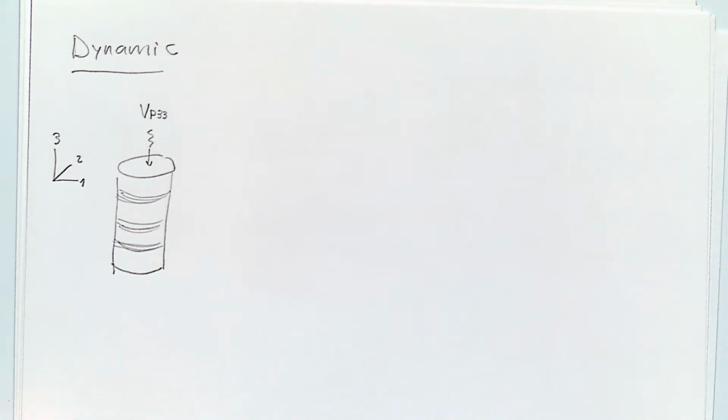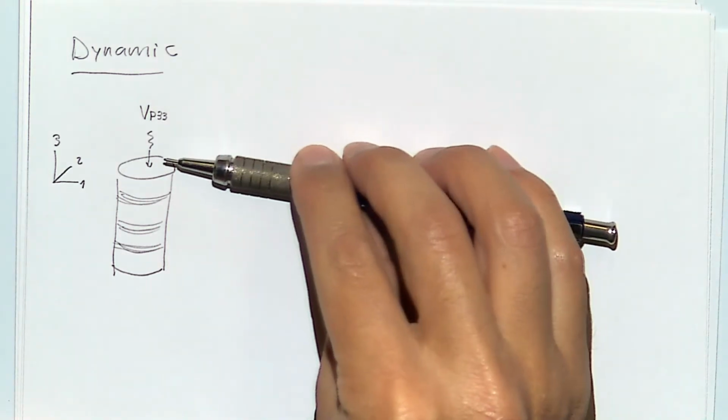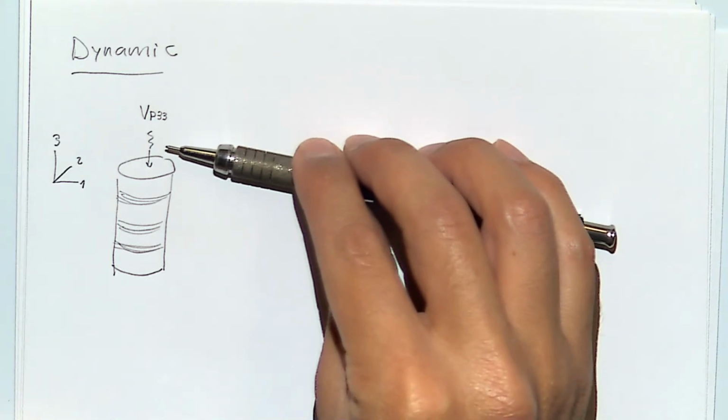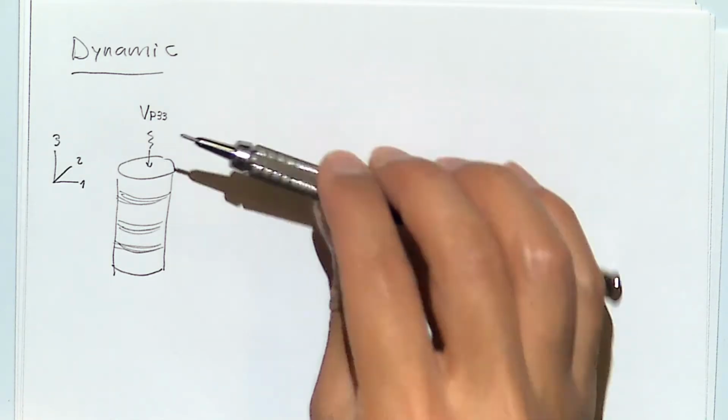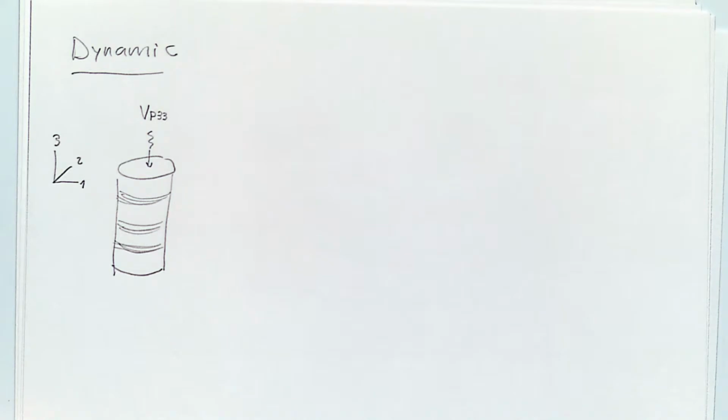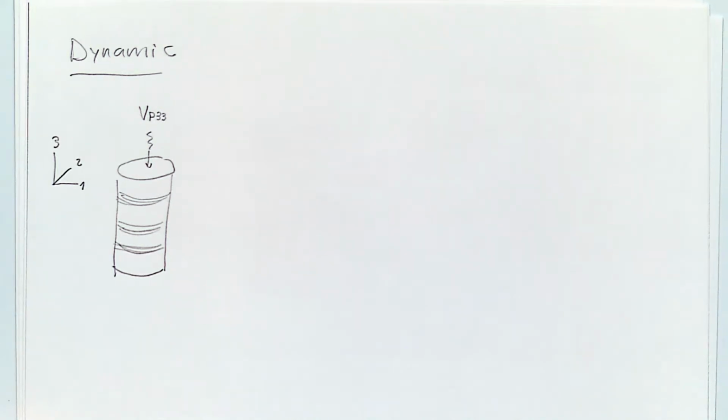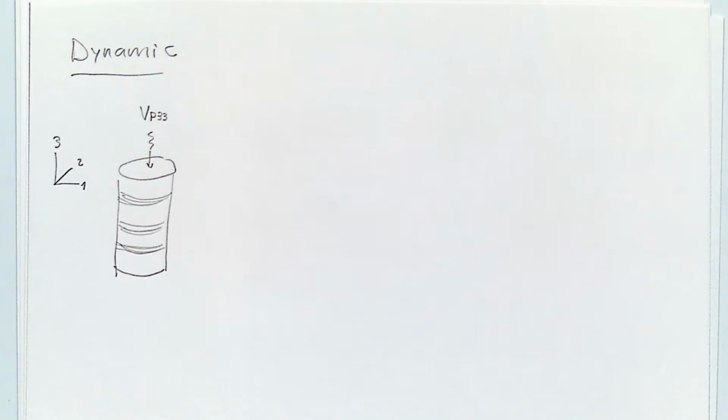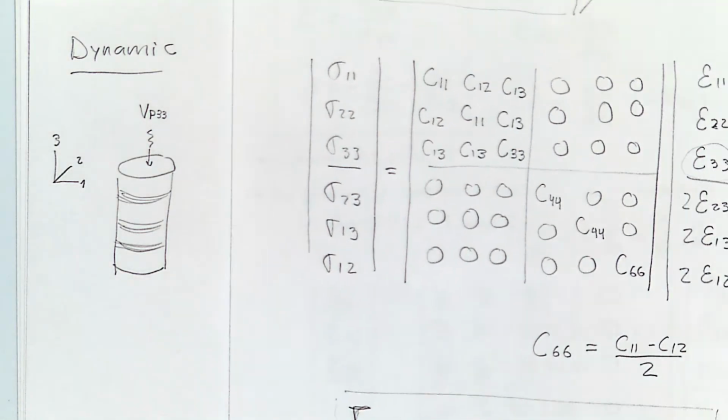A P wave going in direction 3 is going to cause deformations also in direction 3. So which stiffness coefficient am I going to recover from this P wave? Let me bring the matrix so I can help you answer that question. Okay, we need to go all the way back over here.